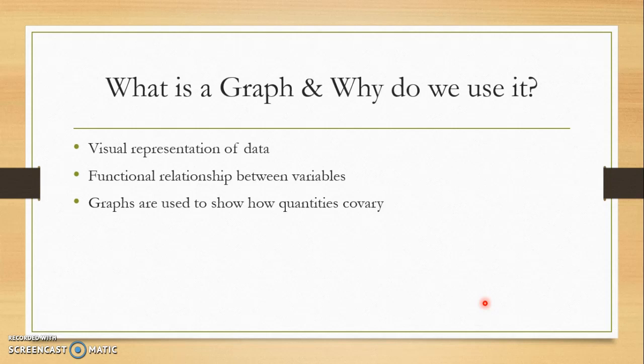Well, a simple way to define a graph is to say that it's a visual representation of statistical data or a representation of a functional relationship between variables. Now you might be wondering, what is the purpose of graphing, or why do we use graphs? And the answer to that question is that we use graphs to show how quantities covary, or in simpler terms, we use graphs to show how quantities change in relation to each other.